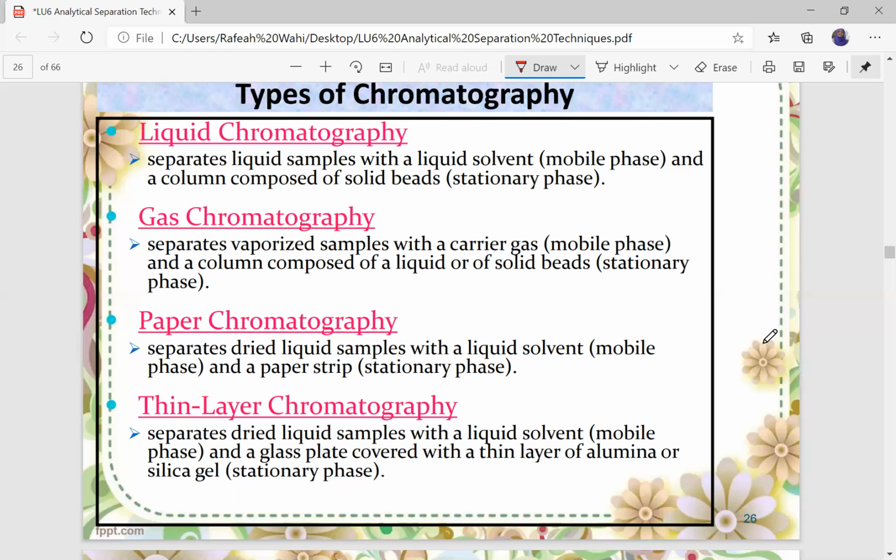We have paper chromatography, which separates dry liquid samples with a liquid solvent as the mobile phase and a paper strip as the stationary phase. We have thin layer chromatography, which separates dried liquid samples with liquid solvent as the mobile phase, and a glass plate covered with a thin layer of alumina or silica gel as the stationary phase. You have heard more than 4 times about mobile phase and stationary phase in this slide alone.